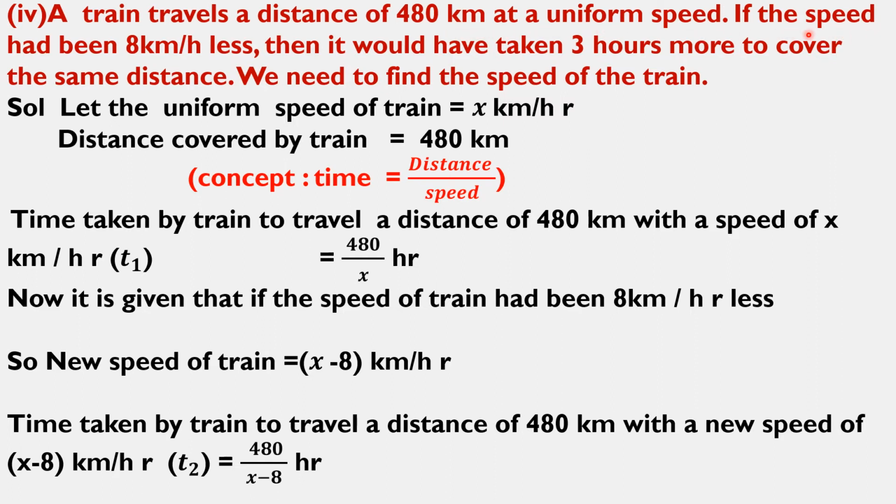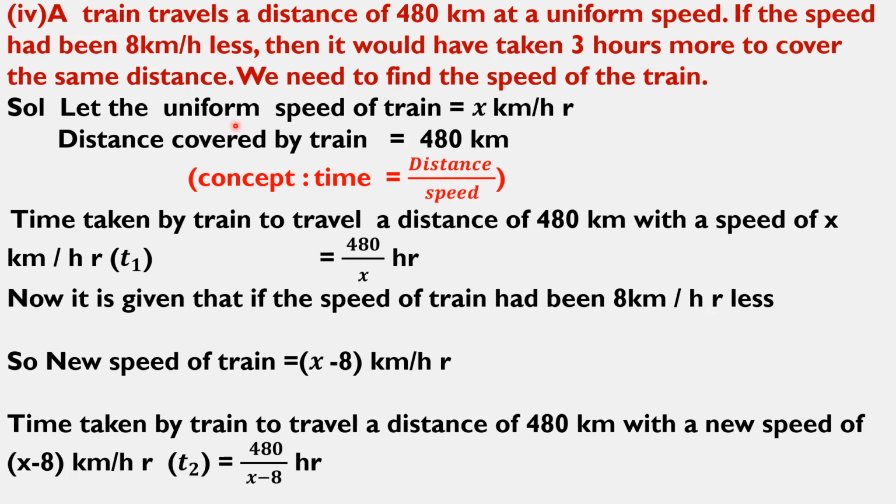If the speed had been 8 km per hour less, then it would have taken 3 hours more to cover the same distance. We need to find the speed of the train. First of all, here we need to understand the meaning of uniform speed. Uniform speed means when an object or any body goes with the same speed, there is no change in the speed of an object with respect to time. So here we say that the object has uniform speed.